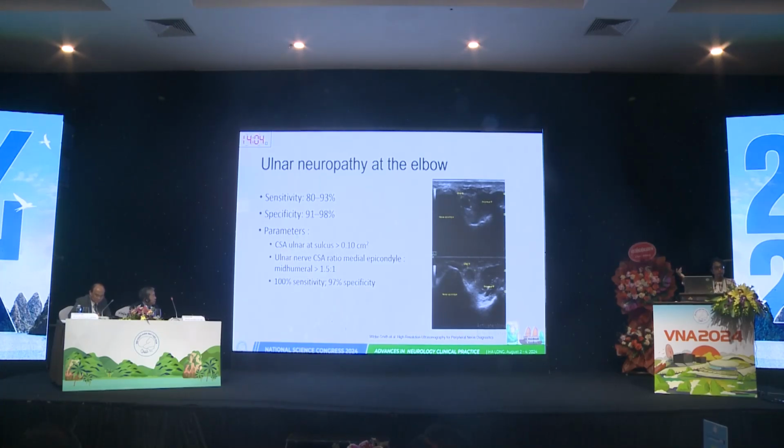And usually we would use the mid-humeral. Doing that ratio is also quite sensitive and quite specific to make the diagnosis of ulnar nerve entrapment at the elbow. Okay, so these are the two things. And if you think about it, you can pretty much use the same concept for other areas as well. These are the ones that have been done the most, but you can use the same for fibular neuropathy across the fibula. You can compare that to the popliteal fossa just to see the difference in the size.